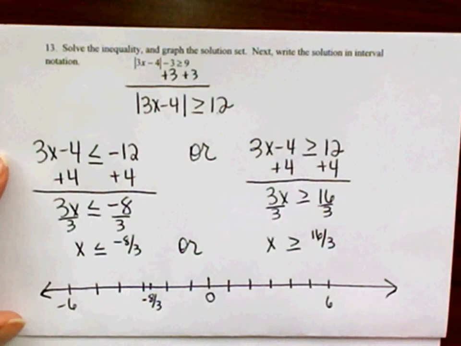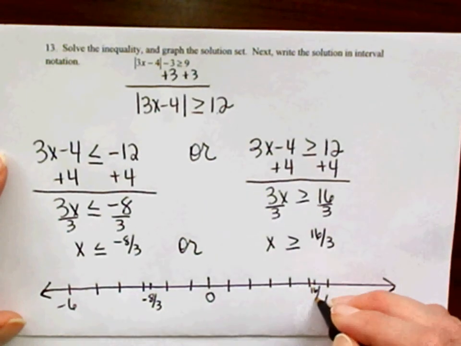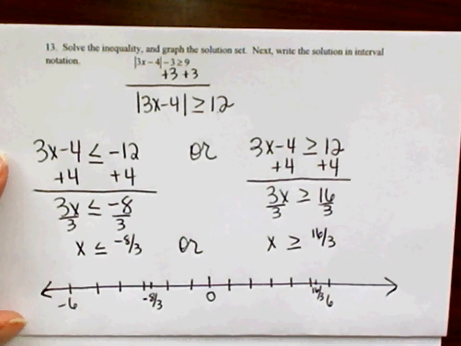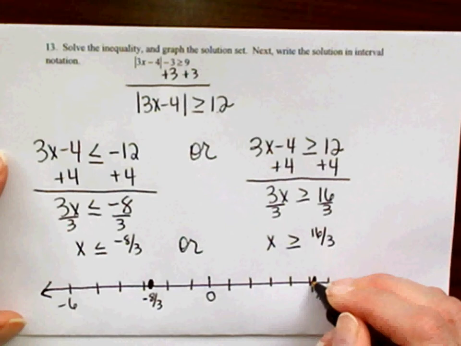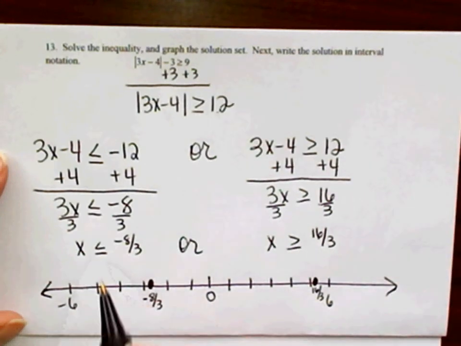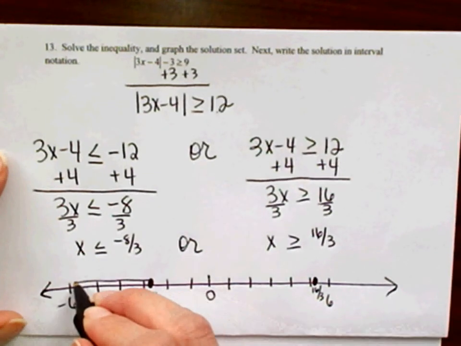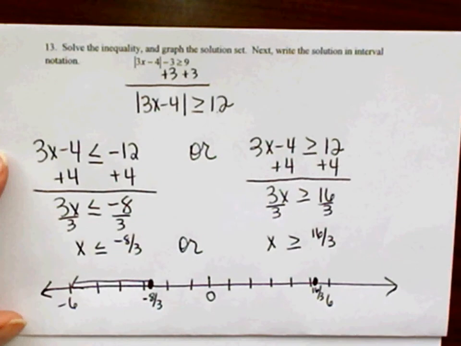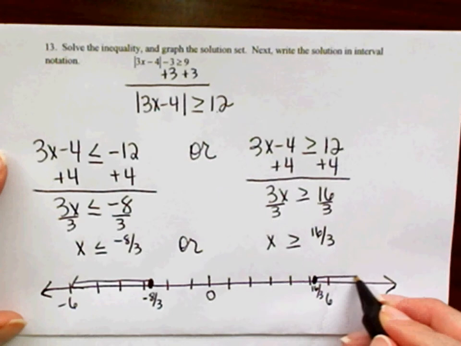16/3. That's a positive 5 and 1/3. Once again, think of it as a mixed number. So 5 and 1/3. Alright, so are we including those values? Yes, those values. How do we know we're including them? Because of the or equal parts. We're looking for numbers less than or equal to negative 8/3, meaning we're going to the left. We're looking for numbers greater than or equal to 16/3, meaning we're going to the right.